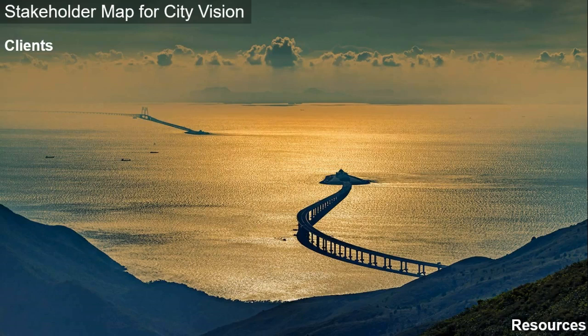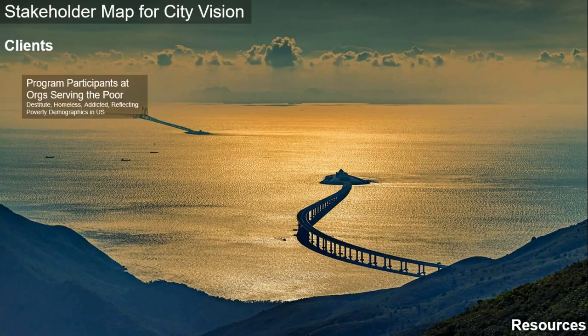As an example, I want to show a stakeholder map for City Vision. City Vision's clients are students, and we're trying to get students to resources like jobs and federal aid and things along those lines. We have two main groups that we serve. One is program participants at organizations serving the poor or at-risk communities. Many of these folks come from backgrounds where they're destitute, homeless, or were addicted. They largely reflect the poverty demographics in the United States.